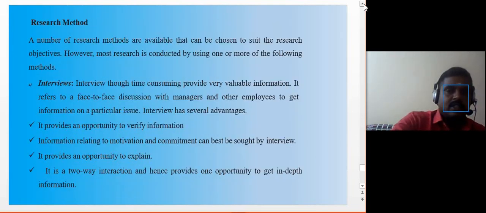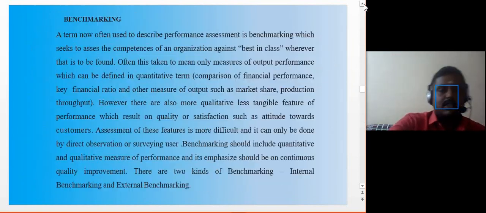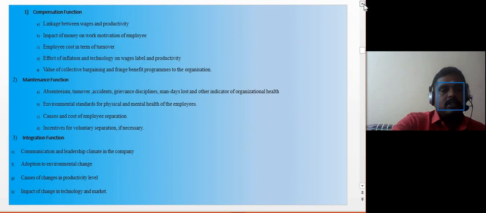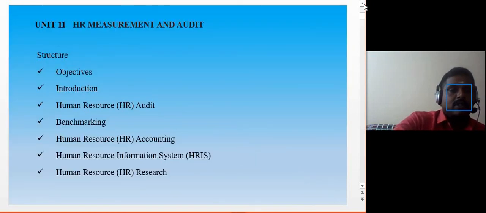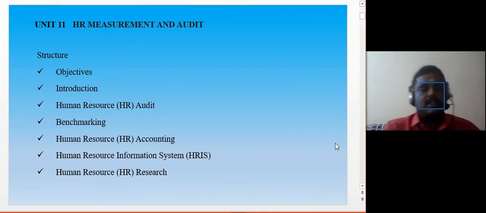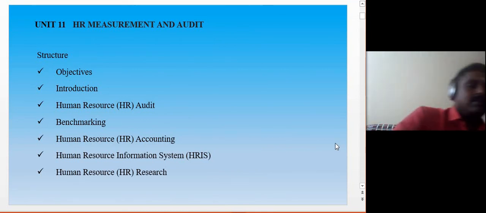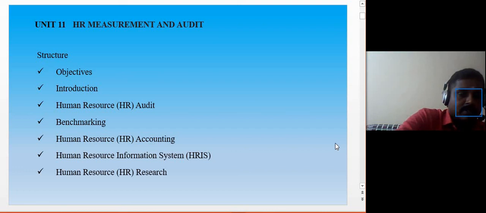So these are all the important things in the human resource accounting concept. Human resource measurement and audit involves objectives, introduction, benchmarking, human resource accounting, human resource information system, and human resource research. Thank you.